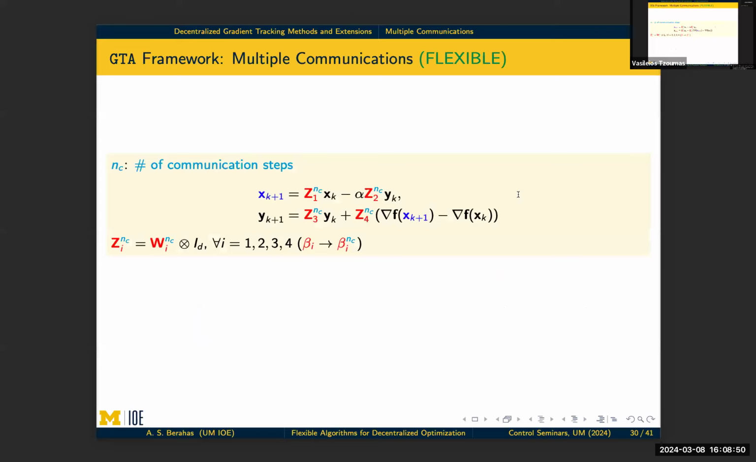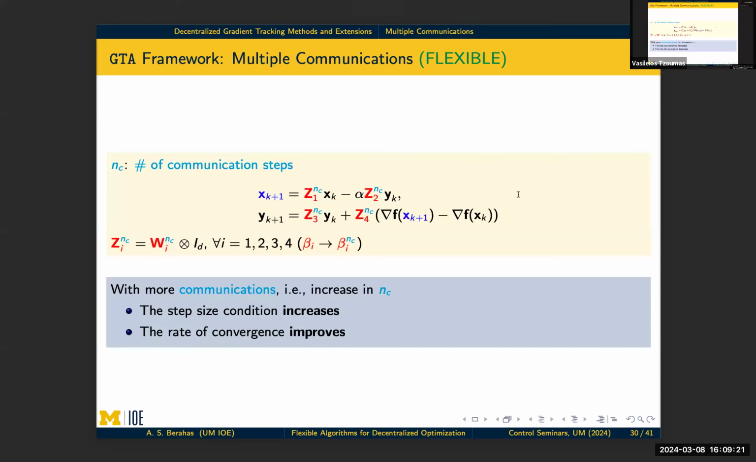So what we wanted to do, and this is where we talk about flexibility, is do exactly the same step that we had, but instead of communicating once at every step, we're going to communicate NC times. We're going to see what's going to happen. Now, the W matrix changes, which means the Z matrix changes, and that effectively changes the beta value that we have. And remember, that beta value is between 0 and 1, so beta to the NC, with NC greater or equal to 1, is getting smaller and smaller, so we like that. So with more communications, i.e. an increase in NC, the step size will increase and the rate of convergence improves.